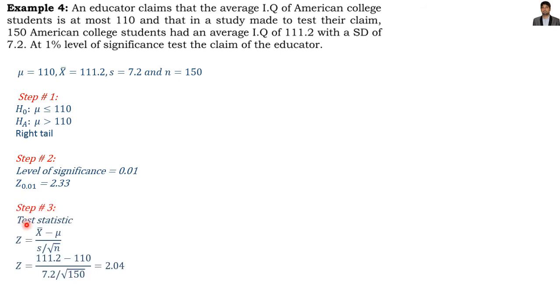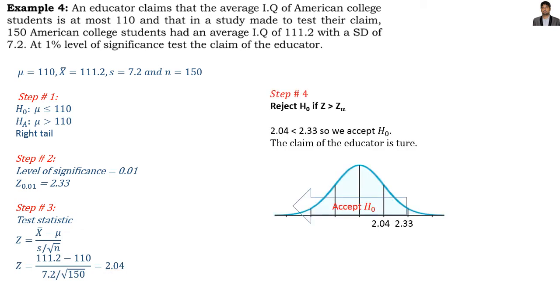Step number 3, test statistic. Z is equal to x bar minus mu over s over root n. Put here all the values. We'll get 2.04. Step number 4. So graphically, this is a right tail test. 2.33 lies here. This is the level of confidence, and this is the rejection region. If the value of test statistic falls here, we will accept H naught. So 2.04 clearly falls in this region, so we will accept H naught.